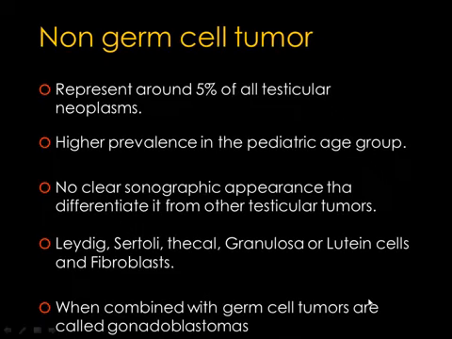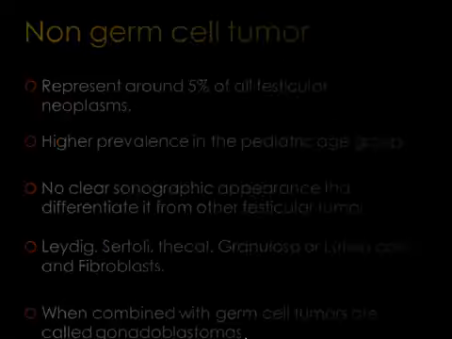Non-germ cell tumors represent around 5% of all testicular neoplasms, with a higher prevalence in the pediatric age group. Nearly all non-germ cell tumors are benign. There is no clear sonographic appearance that allows differentiation from other testicular tumors. These non-germ cell tumors contain Leydig, Sertoli, thecal, granulosa or lutein cells and fibroblasts. And combined with other cell tumors, it is called gonadoblastoma.